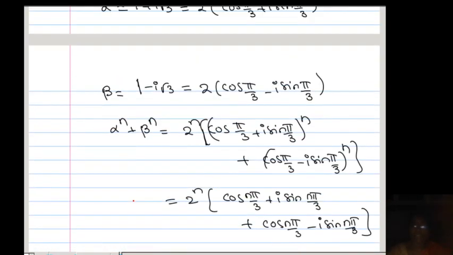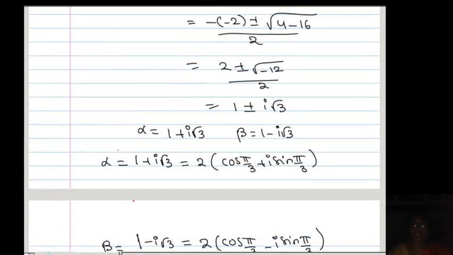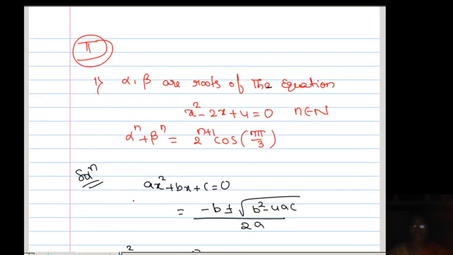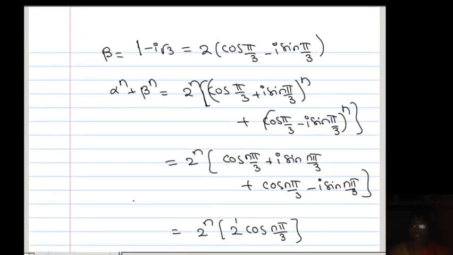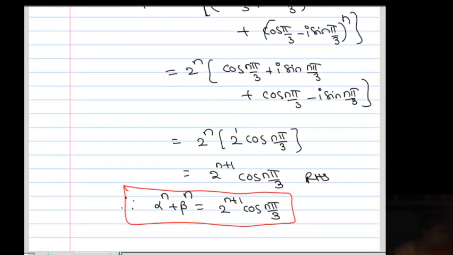2 power n plus 1 into cos of n pi by 3. Okay, so in the second bit we still have 3 more problems left. Some technical issue, so I will discuss the remaining problems in the next session. Okay.